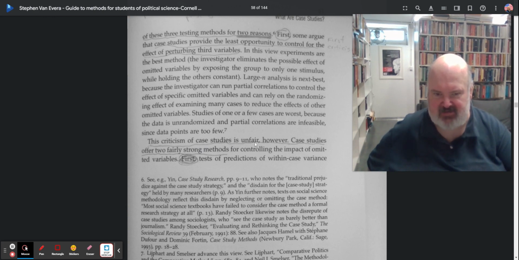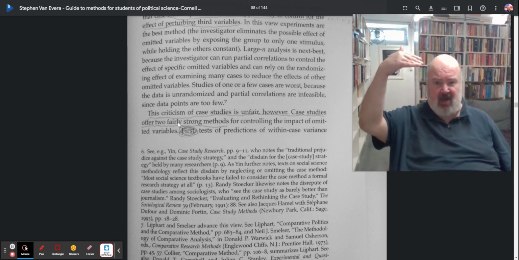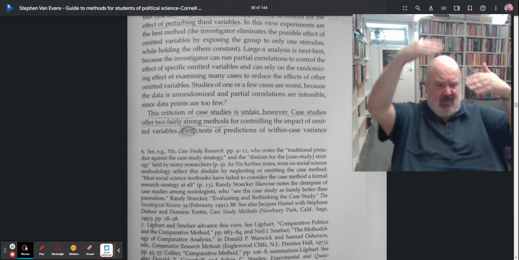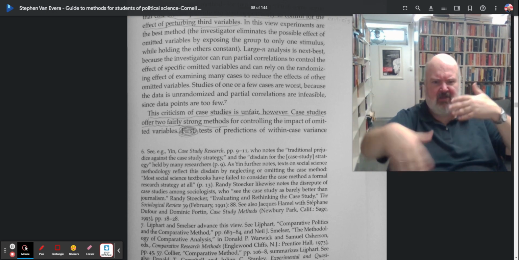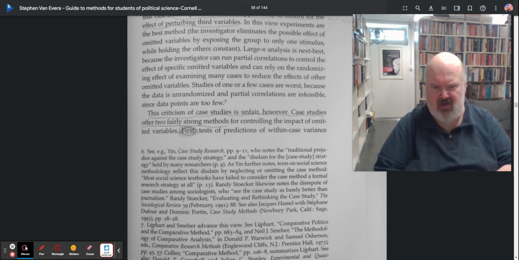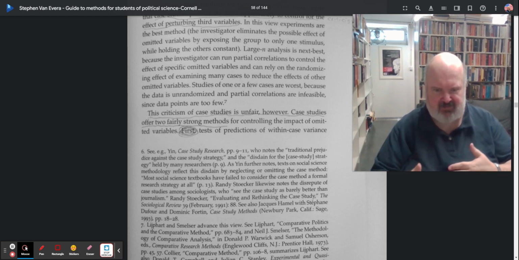This criticism of case studies is unfair, however. So this is an argument. Case studies offer two fairly strong methods for controlling the impact of omitted variables, right? He says this is unfair. They argue that case studies can't do this. In other words, the argument is experiment is best, large N is second best, because with large N we can have randomized variables. We can use correlations to find whether something has a stronger possibility, right? In other words, we can run partial correlations to control the effects of specific omitted variables, and can rely on randomization. But he says this criticism is unfair.